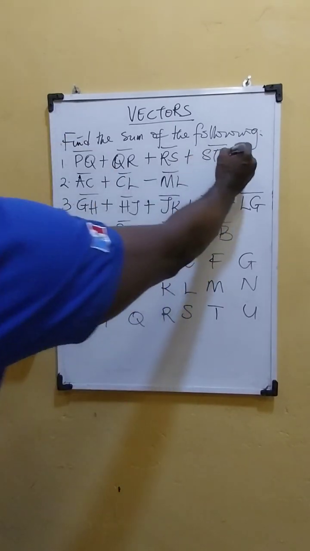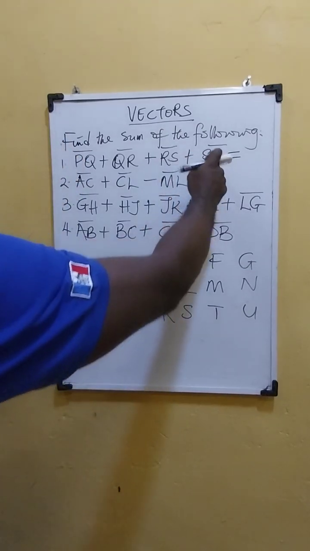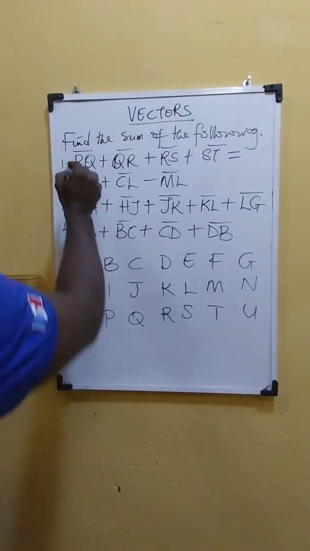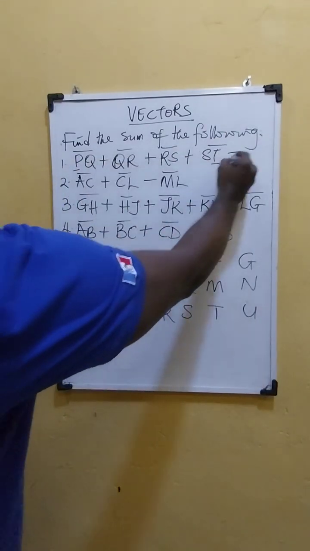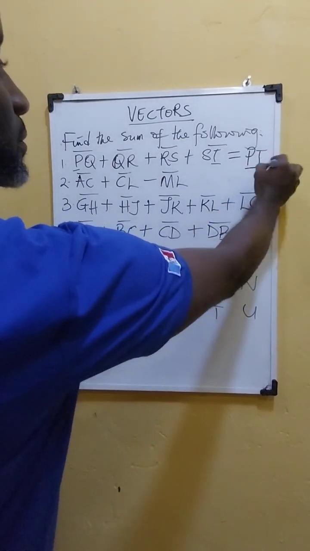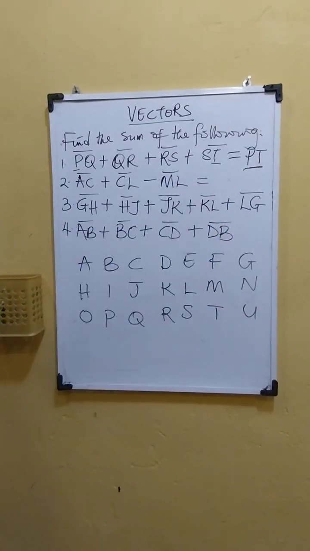Since they are already in proper order, you take the first letter of the first vector at your left hand side, and you take the last letter of the last vector at your right hand side. So you take this P and T. So your answer is just PT. Then let's go to the next one.